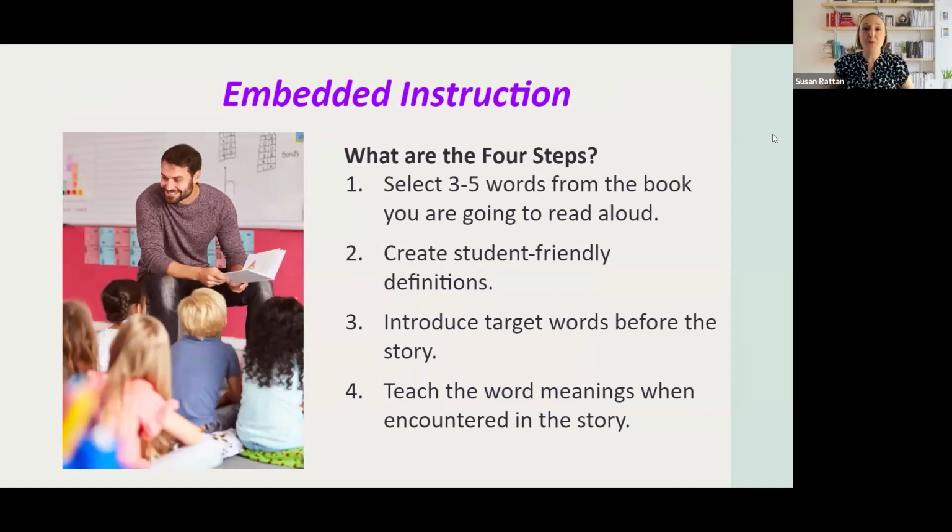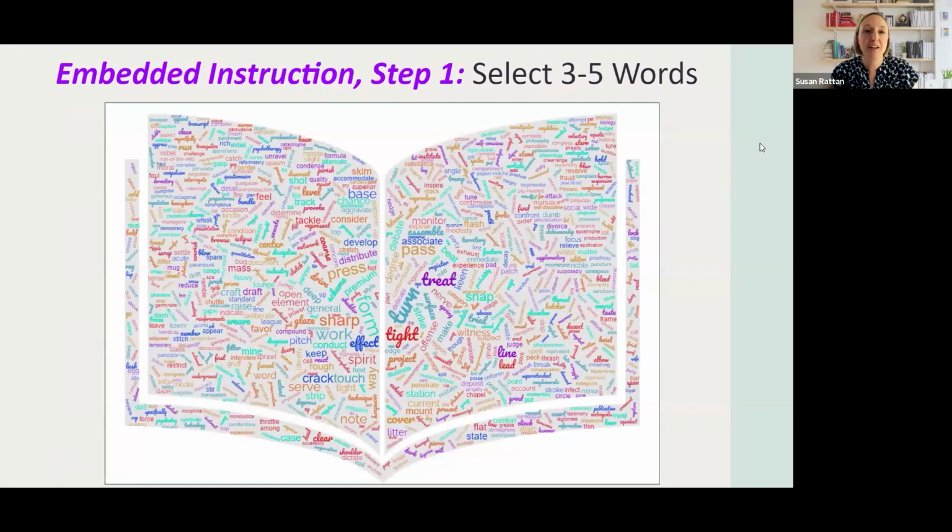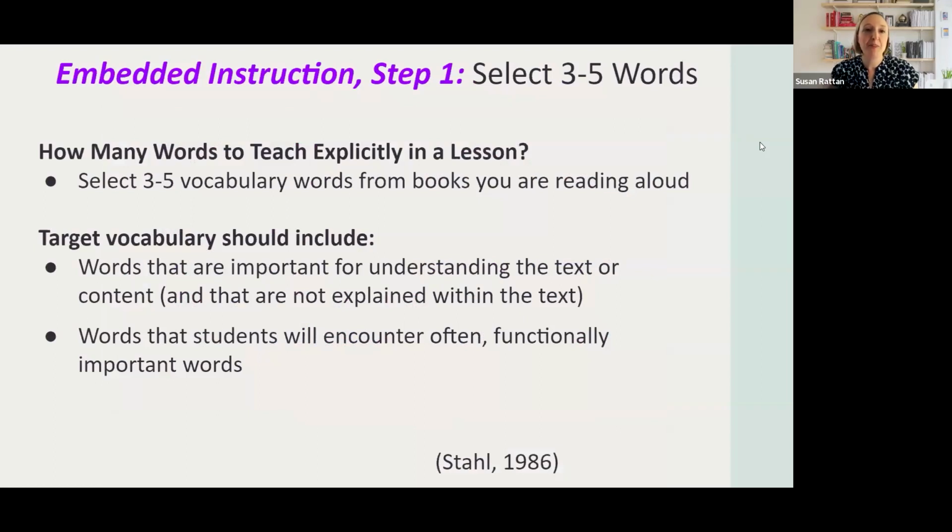So now we'll go through the 4-step process of providing embedded instruction, and I'll go through each of these individually in the upcoming slides. So the first step is to select 3 to 5 words to target for instruction. 3 to 5 words is the general recommendation that you usually will see in the field of vocabulary. A lot of the research that was done on this process used somewhere between 3 and 5 words.